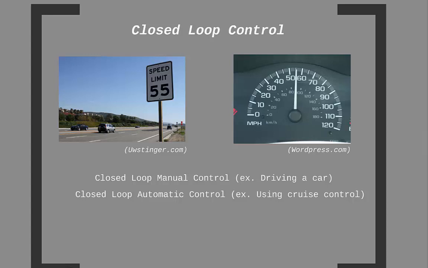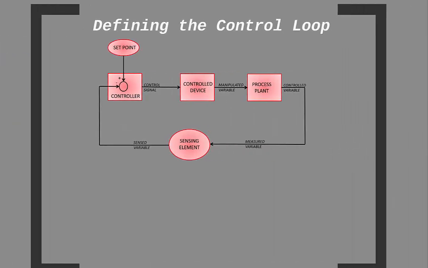Both situations described here are closed loop control, because there is a consequence to the adjustment in the throttle position, and that consequence is realized by the speedometer. The speedometer tells the controller, whether it be a person or a device, what's going on. That is where the feedback is being provided, and then the controller adjusts accordingly. Here's a diagram of such a closed loop.